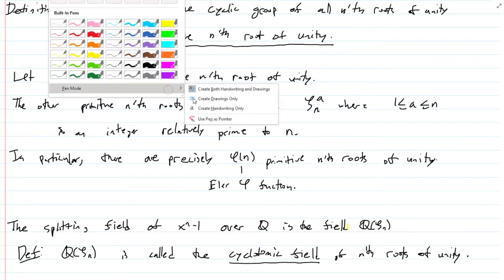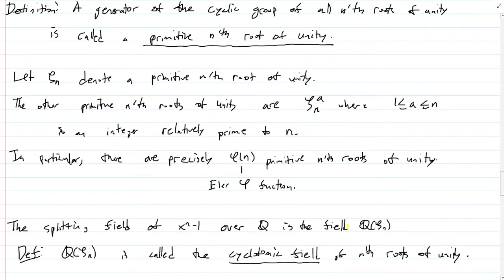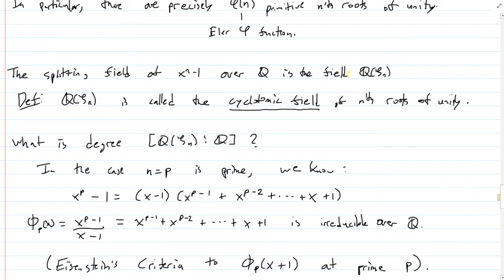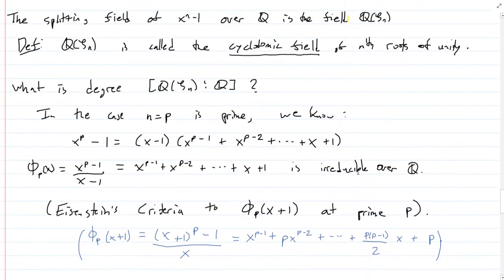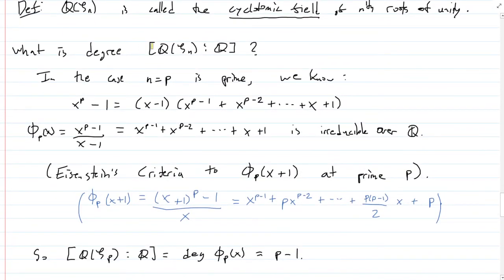So that's the cyclotomic field of nth roots of unity. This is the splitting field of x to the n minus 1. All right. So the next question is, what is the degree of the nth cyclotomic field? In the case that n is a prime, we know the answer. I'll show you how we know the answer.